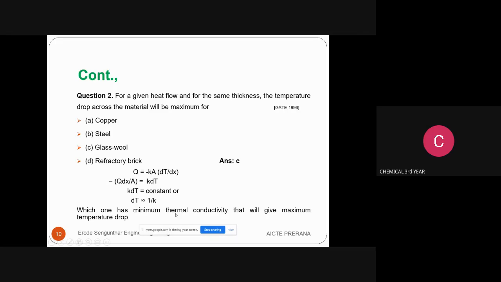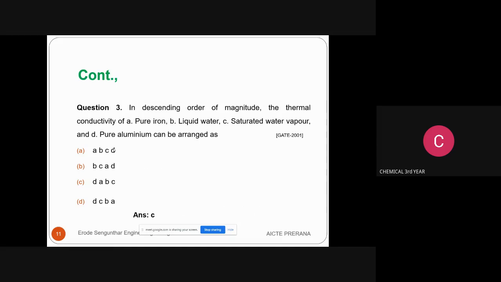The maximum drop will occur where the thermal conductivity is minimum. So the question is, the temperature drop across the material will be maximum for the minimum thermal conductivity, and minimum thermal conductivity means that is nothing but the insulator. So this is the answer. Option C is the answer for the second question. Then we'll move on to question number 3.